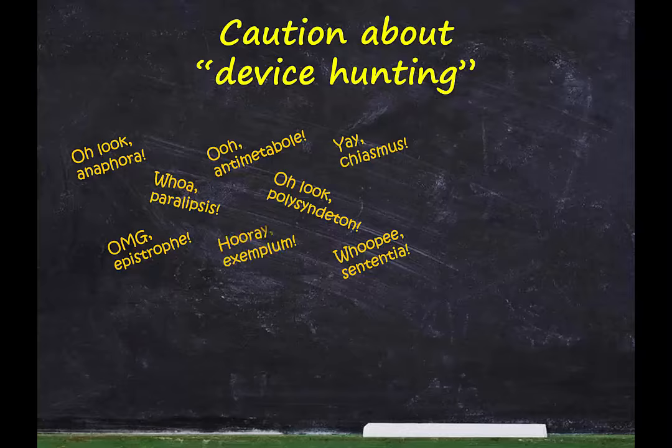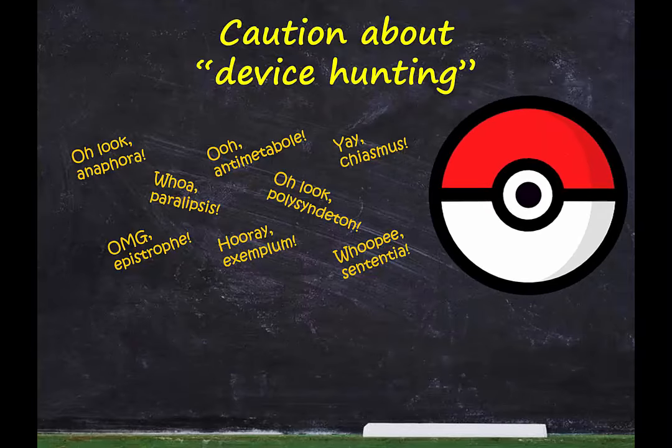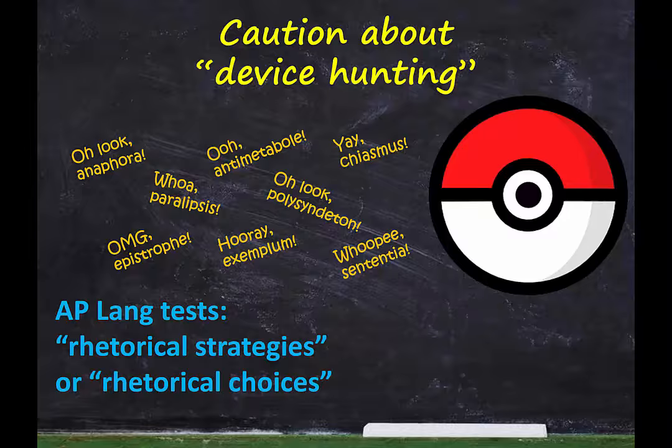Devices everywhere. A rhetorical analysis shouldn't just be like walking around with a Pokeball and scooping up all the rhetorical devices. It's great if you can find them, but that doesn't mean that you've said anything meaningful. In fact, on the AP Lang test, the instructions for question 2, the rhetorical analysis essay, have changed over the years to try to keep students from just making a long list of the devices they found in the reading. The instructions now ask students to analyze the author's rhetorical strategies or rhetorical choices.